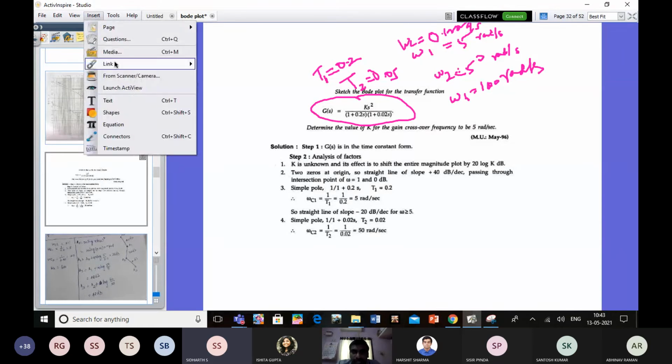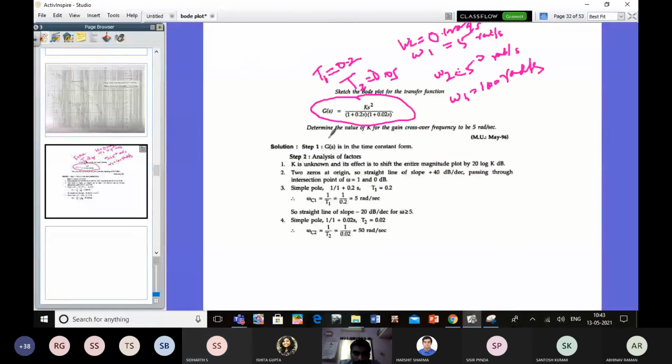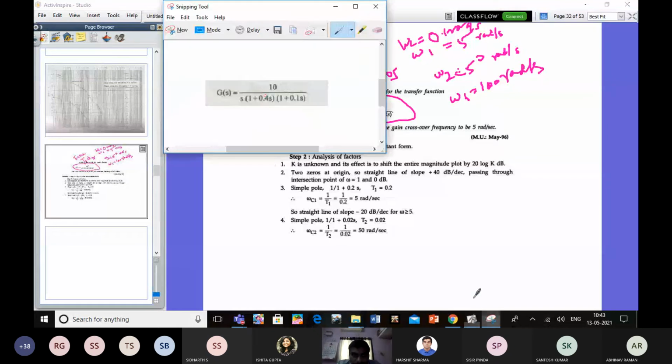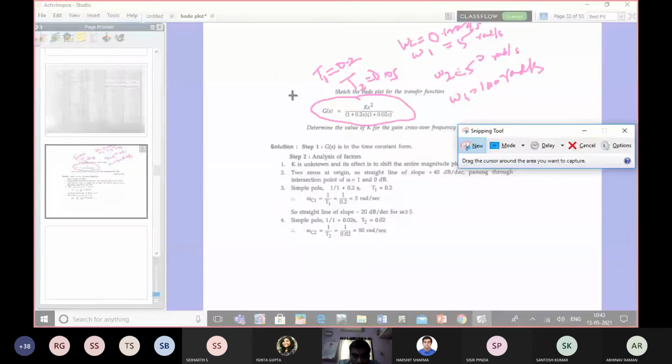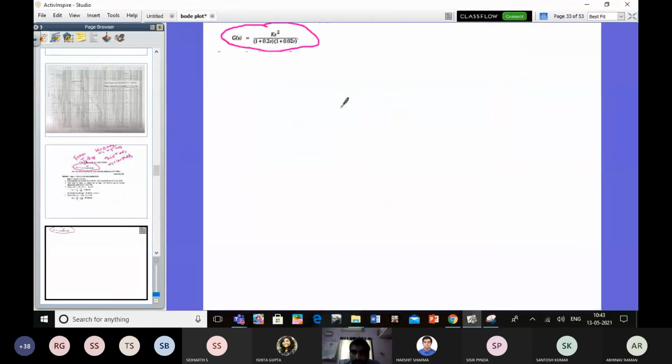Tell me the slope. So we have the transfer function like this. What are the corner frequencies we have chosen? Omega L is 0.1, omega 1 is equal to 5, omega 2 is equal to 50, omega H is equal to 100. Tell me the slope now.